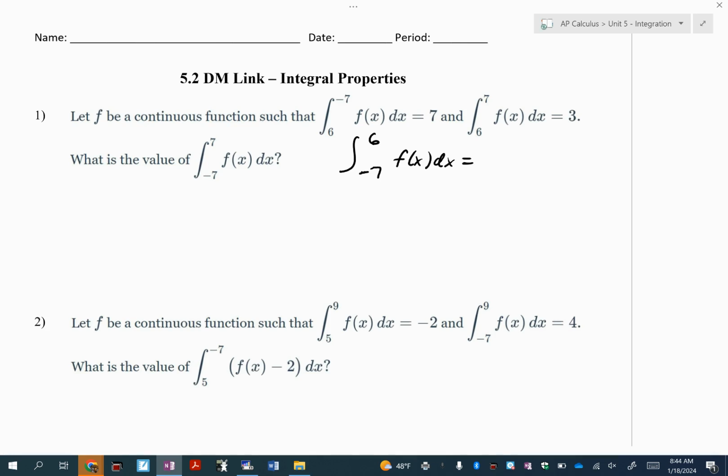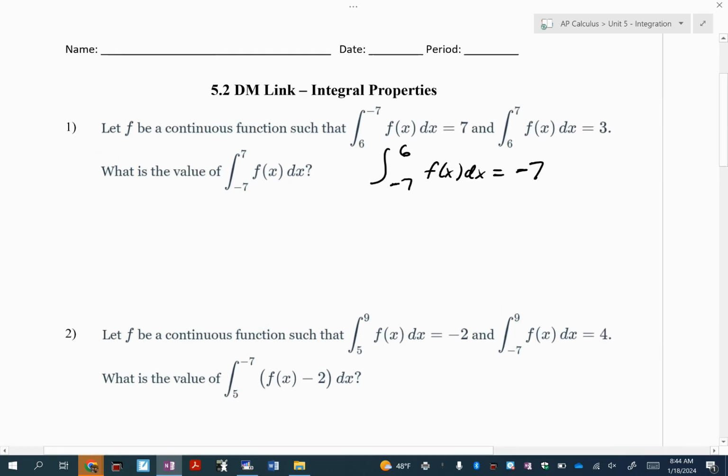Make it the opposite. This is one of our properties: you can change the limits of integration whenever you want, but it makes the value of your integral become the opposite. Yesterday, they put a negative sign in front of the integral, but because it gives us a value, we can go ahead and make it the opposite. Okay, so I have -7 to +6, then I have +6 to 7.